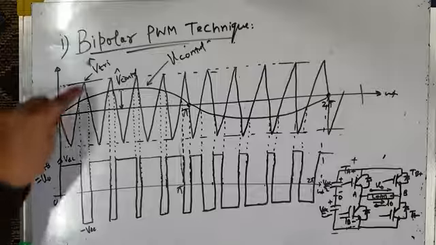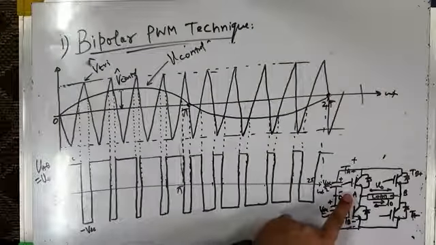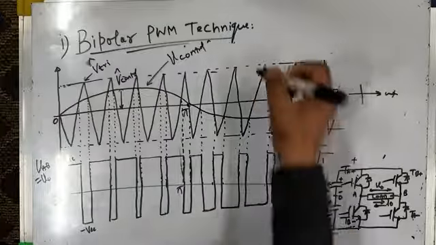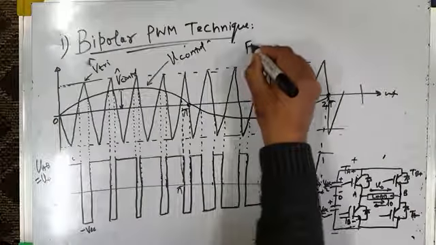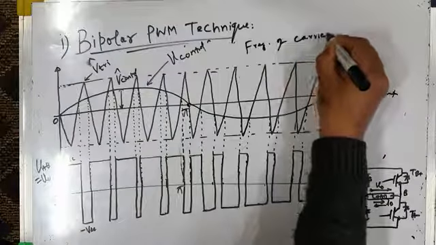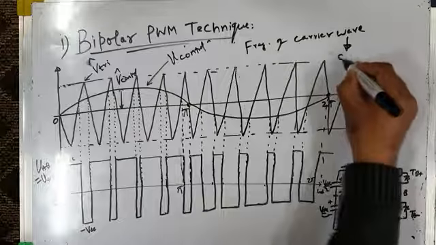So therefore the frequency of the triangular carrier wave will determine the frequency of operation of these IGBTs. In other words, it will determine the switching frequency. So I will write here: frequency of triangular carrier wave will determine the switching frequency.